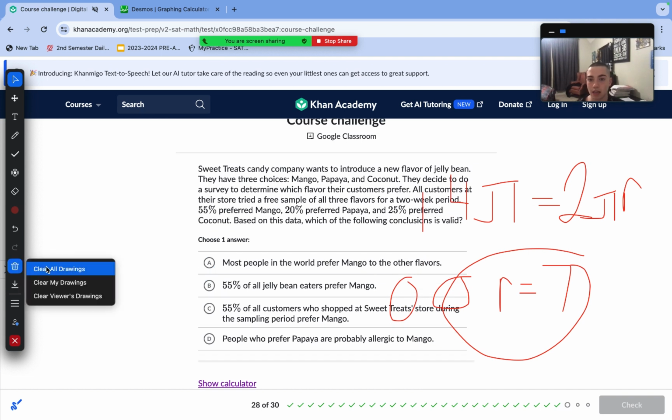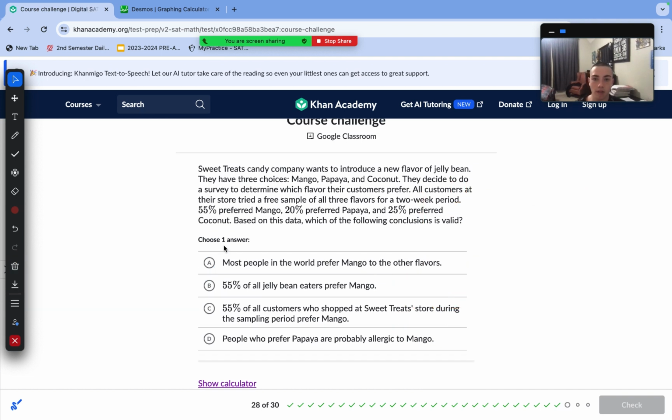Sweet Treats Candy Company wants to introduce a new flavor of jelly bean. They have 3 choices: mango, papaya, and coconut. They decide to do a survey to determine which flavor the consumers prefer. All customers tried a free sample. 55% preferred mango, 20% preferred papaya, 25% preferred coconut.